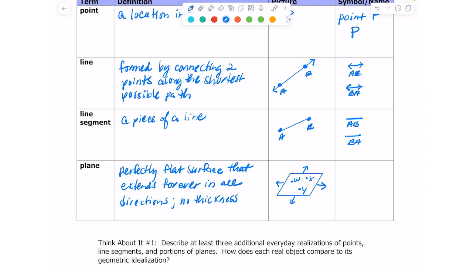Okay, and the symbol, really, we don't have one. We would write the word plane, and you would call it plane WXY. You could call it XYW or YWX. The letter order does not matter.